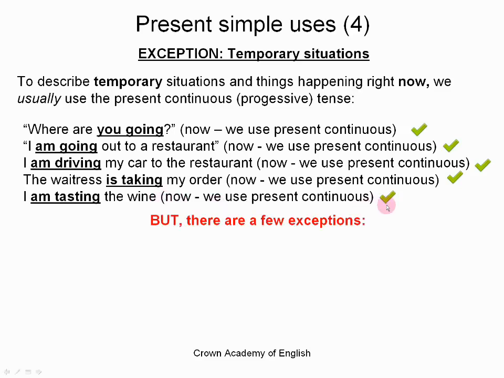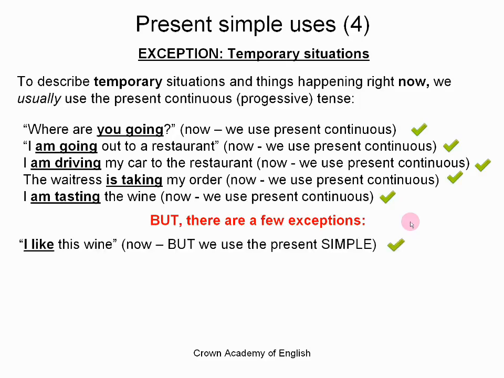But there are a few exceptions. And we sometimes can only use the present simple to express something that is happening now, or something which is temporary. So, for example, we've just tasted the wine, and if we wanted to say we like the wine, we say, "I like this wine," which is the present simple. But we're saying, I like it now. This is temporary. I might not like it tomorrow, I might not like another wine, but this particular wine, I like it.